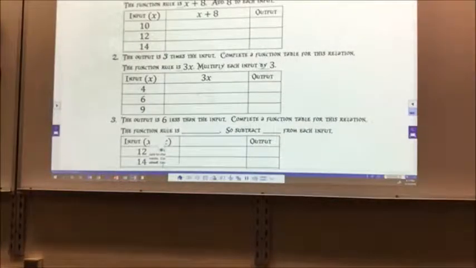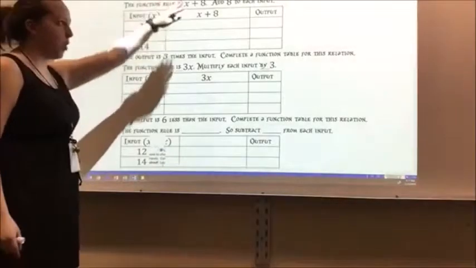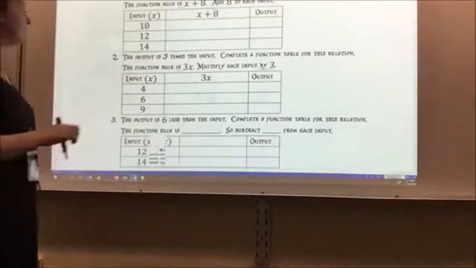My first example says the output is 8 more than the input. So my output is 8 more than the input. So that means it's more than, which is addition. So we're looking at addition. So I complete the function table for this relation. The function rule is x plus 8, again, 8 more than. Okay, so I add 8 to each input.